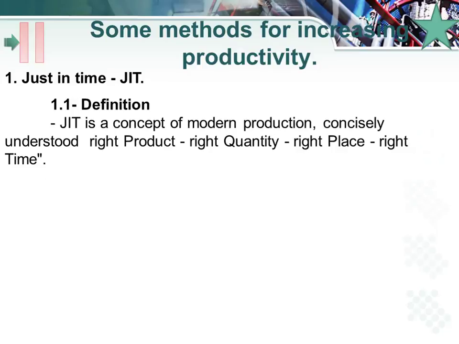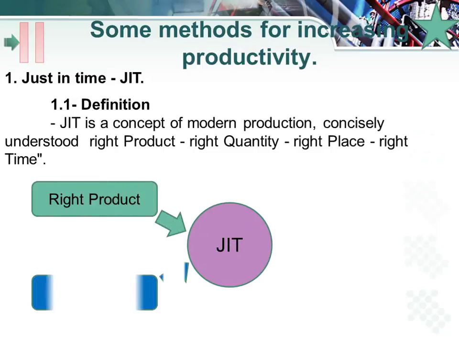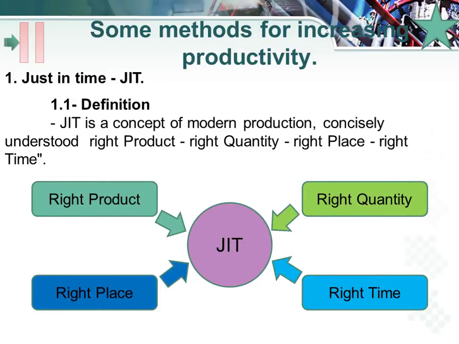Now we'll go to some methods for increasing productivity. First, JIT, just in time. The definition of JIT is that the concept of modern production can be concisely understood as 4 things. First, drive products. Second, drive quantity. The third, drive length, and finally, drive time.